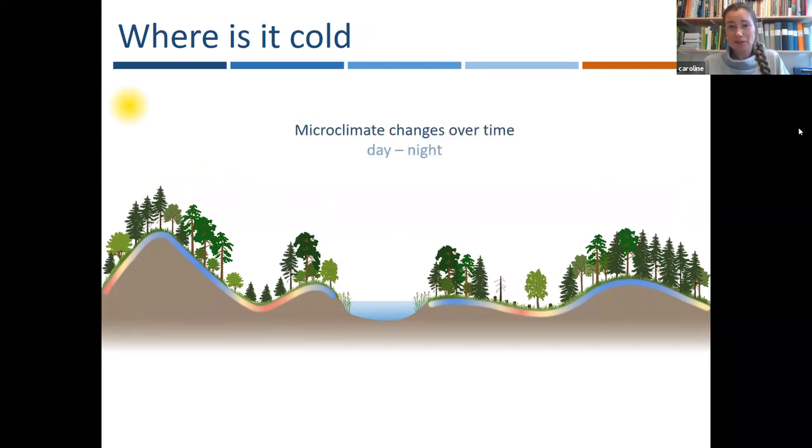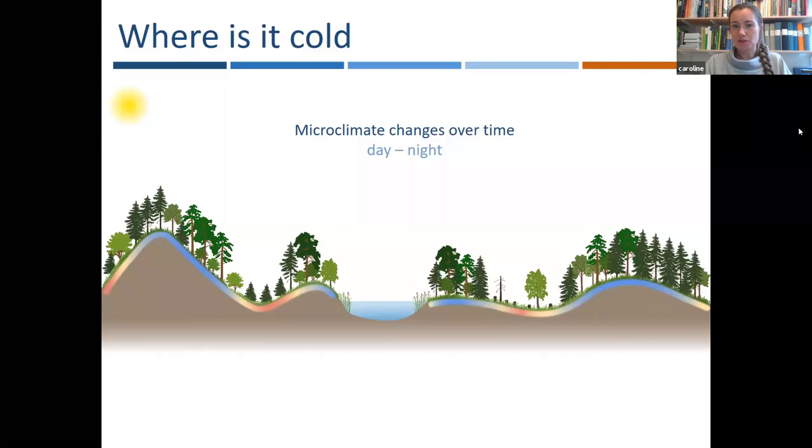We also found that the microclimate changes over time. So the picture that I just drew was for summer days, but in the night, the picture almost looked reverse. On a clear cut, it gets really hot during the day, but it also gets really cold during the night. So it's very variable. And of course, forest canopies buffer temperature fluctuations. So they are colder during the day, and they are actually warmer during the night.